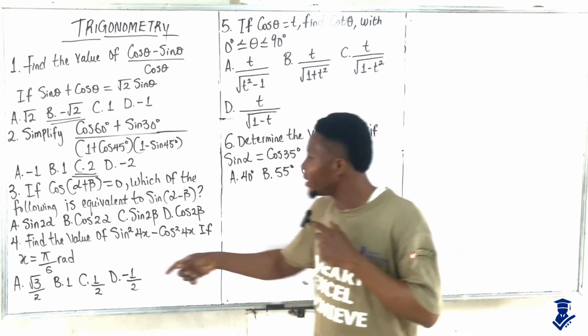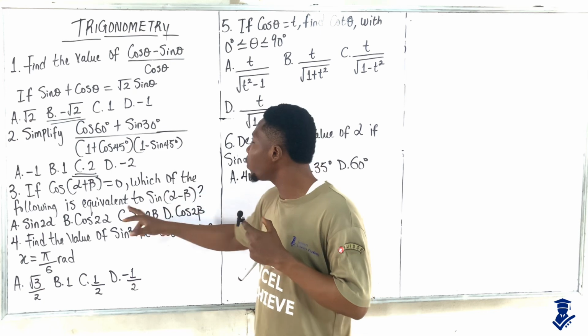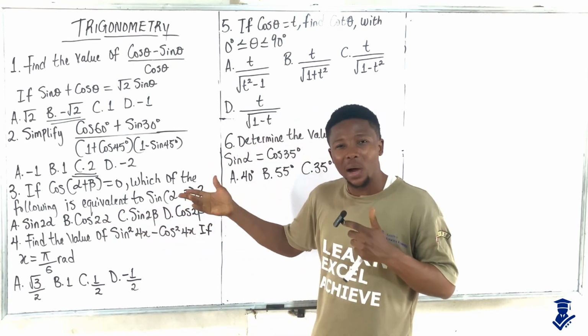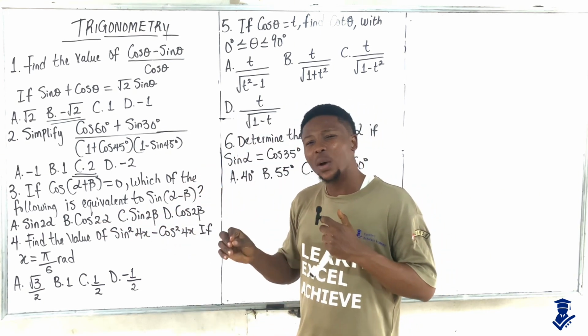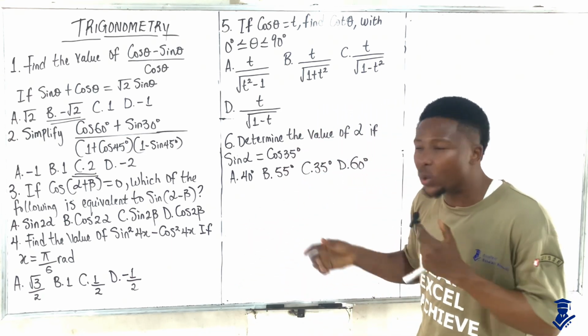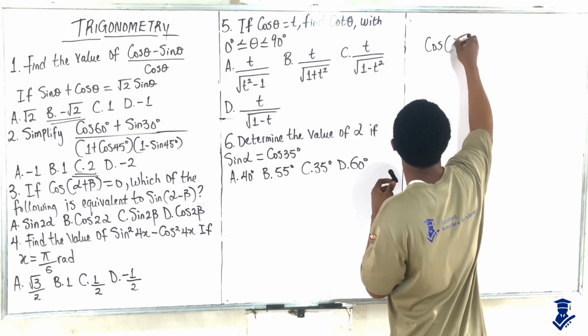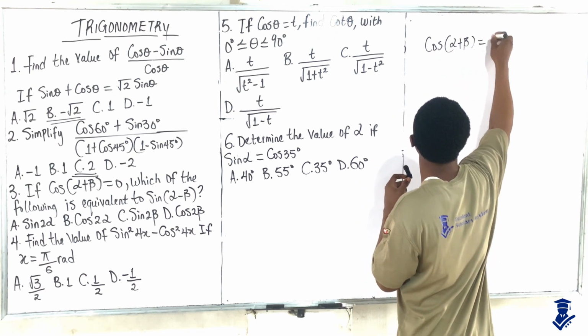Now the next question says, if cos alpha plus beta is equal to 0, which of the following is equivalent to sine alpha minus beta? Now this question is a very technical question. Now how do we solve this? Cos alpha plus beta is equal to 0. Now you have to take note that you have cos alpha plus beta is equal to 0.